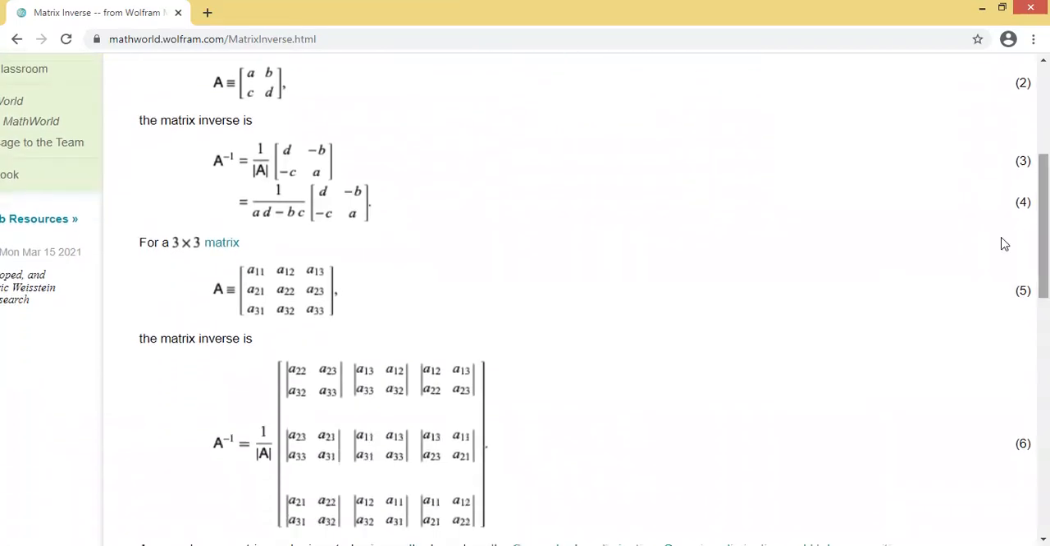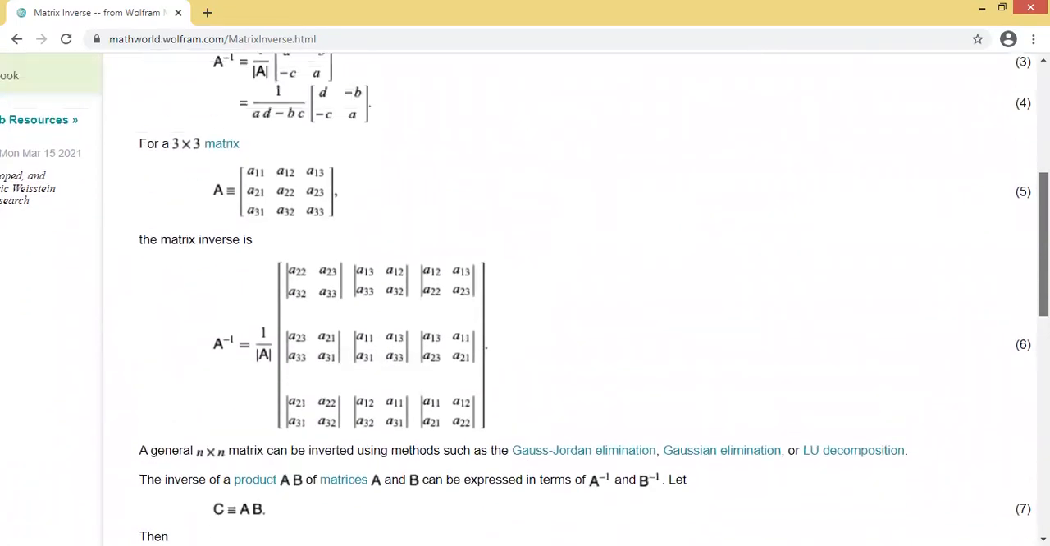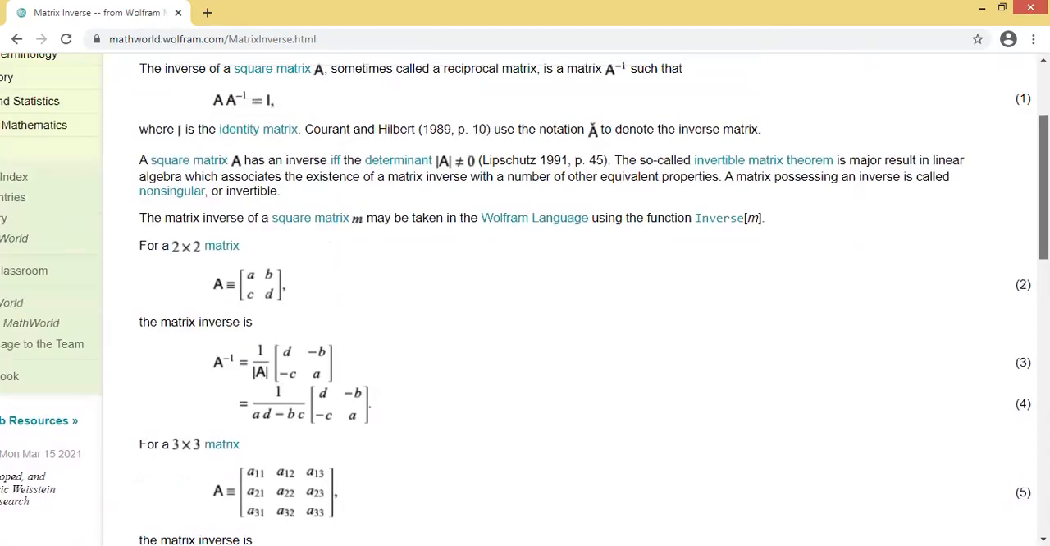For the case of 3 times 3, as mentioned before, it is quite tedious to do, but you are still able to determine it manually using this, or for higher dimensions.